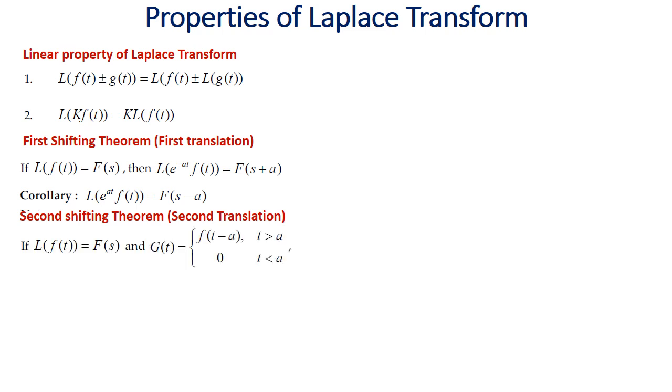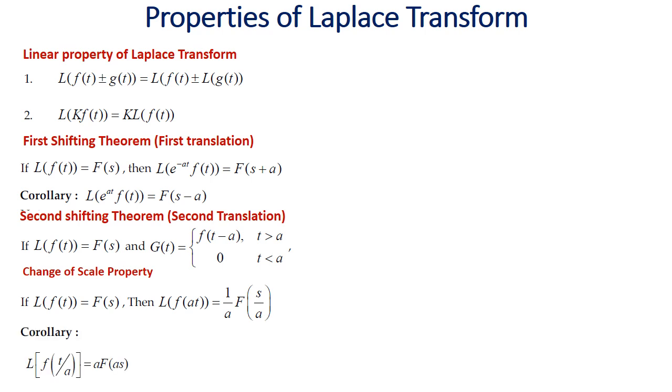The second shifting theorem is that if L of f(t) is equal to F(s), and g(t) is equal to f(t minus a) where t is greater than a, otherwise 0 if t is less than a, this is the second shifting theorem. The next property is the change of scale property. If L of f(t) is equal to F(s), then L of f(at) is equal to 1 by a F(s by a).